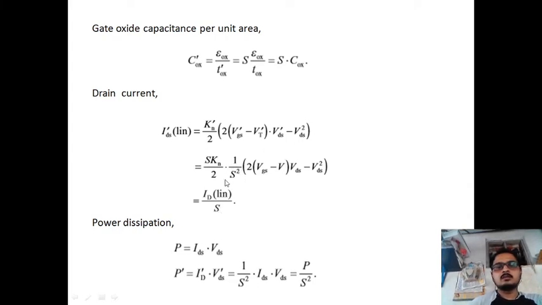The remaining term will be ID, that is the drain current. When we scale down this drain current through constant field scaling, we get IDS by S.